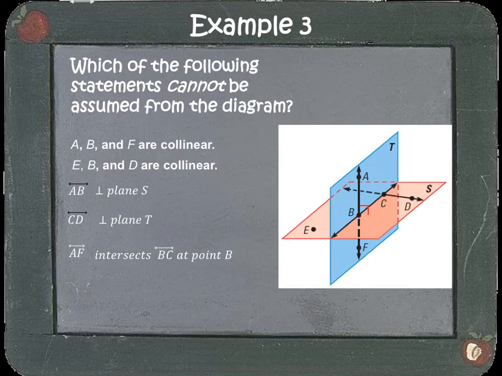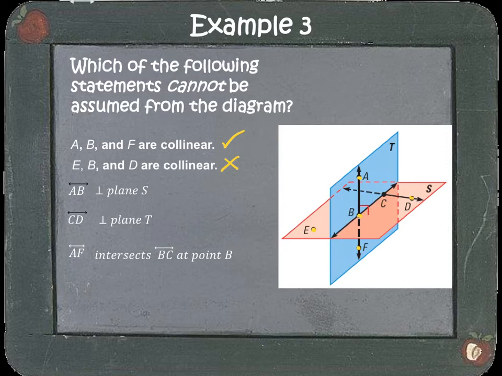Next slide. It says, which of the following statements cannot be assumed from the diagram? So we're going to go through each one. So A, B, and F are collinear. So let's find those points. A is here, B and F, they're all in the same line, so we can check that. We can assume that. E, B, and D, so E is over here, B is over here, and D, there is no line drawn through that, so we can't assume that.